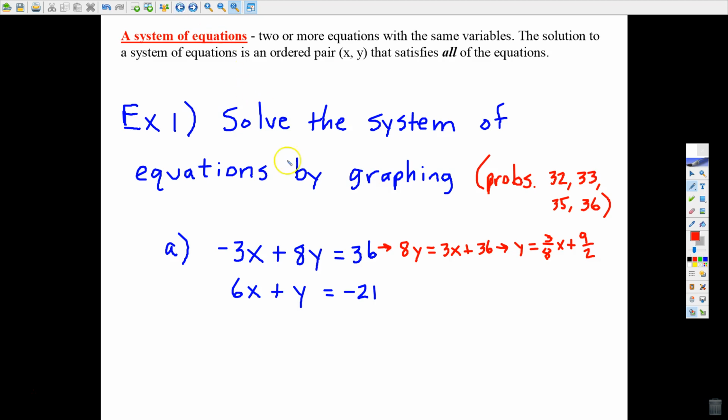Okay, and then the other one, while we're here, we'll solve it for y as well. We'll just keep it in blue so we can keep the lines distinct. Solving for y here can be done in one step. So y equals negative 6x minus 21. Okay, and that will be our blue line.